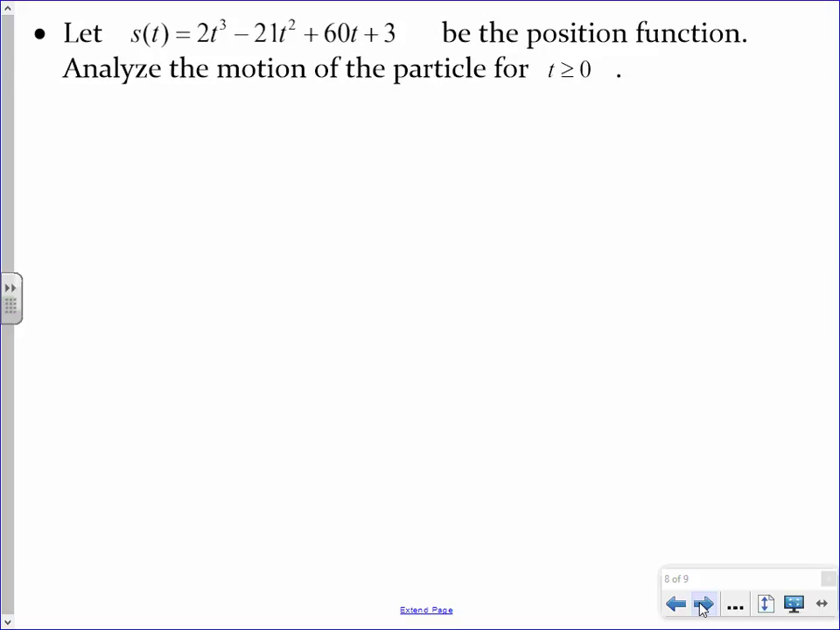Okay, so what I'd like you to do, you and your group, I want you to write down the velocity function, skip a few lines, and then write down the acceleration function. Compare it to your neighbors.